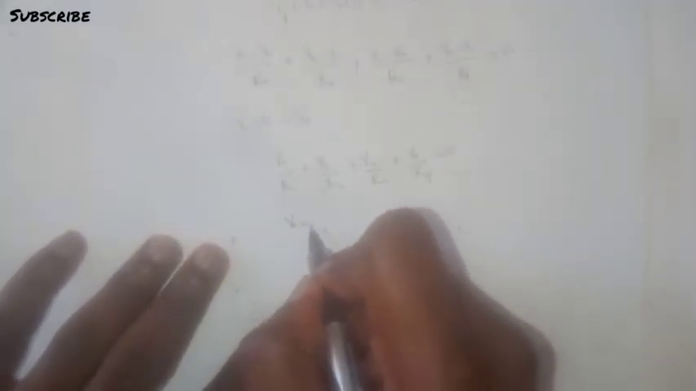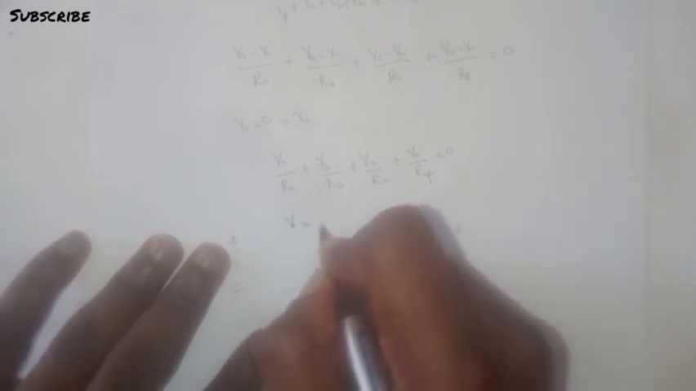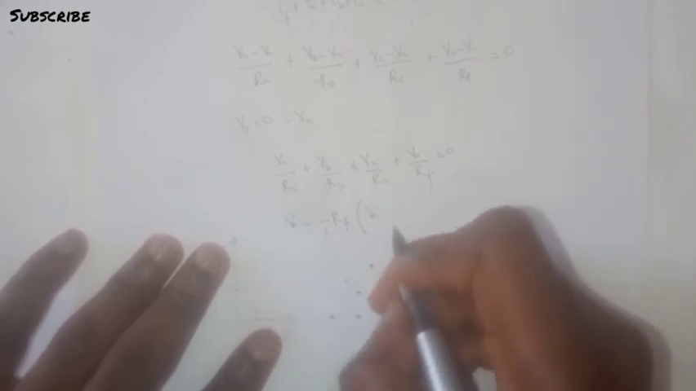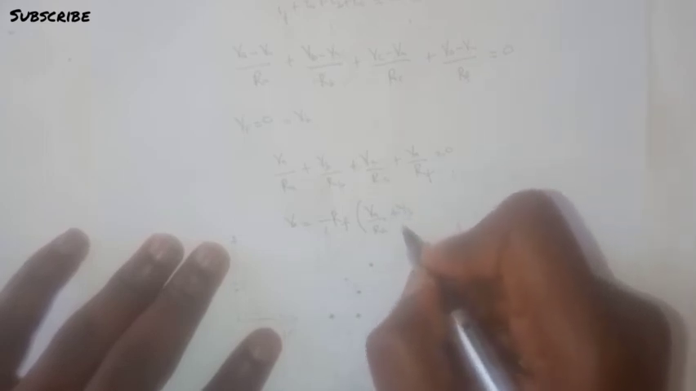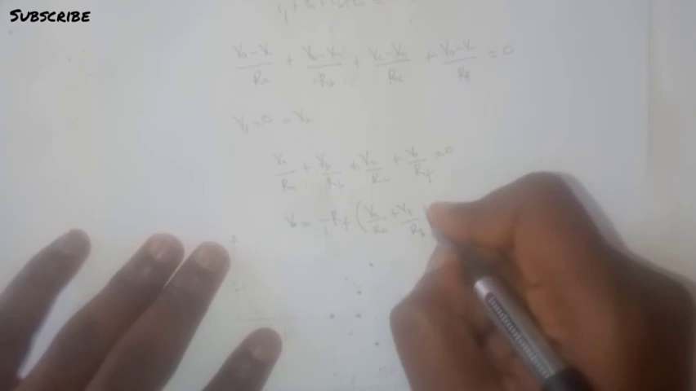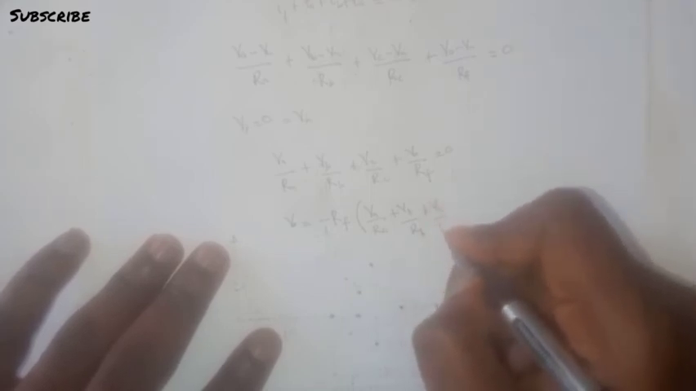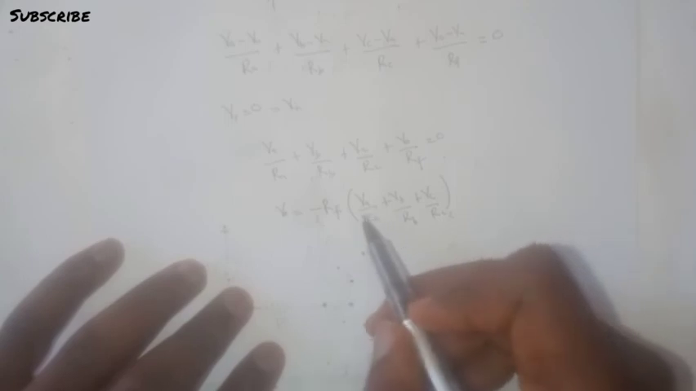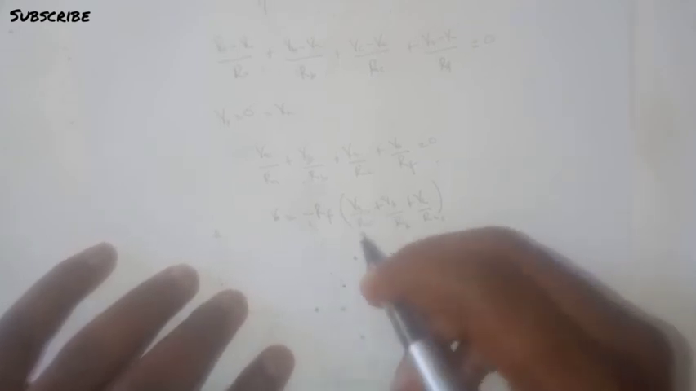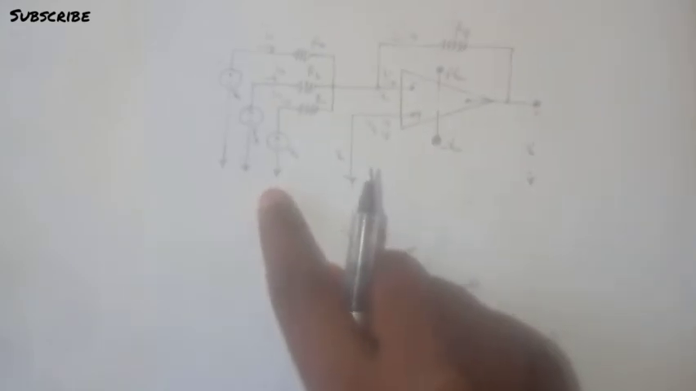We can then rewrite this equation as V0 equals minus Rf times (Va over Ra plus Vb over Rb plus Vc over Rc). Now when you look at this, you come to realize that we have effectively added scaled up or reduced versions of the input signals.